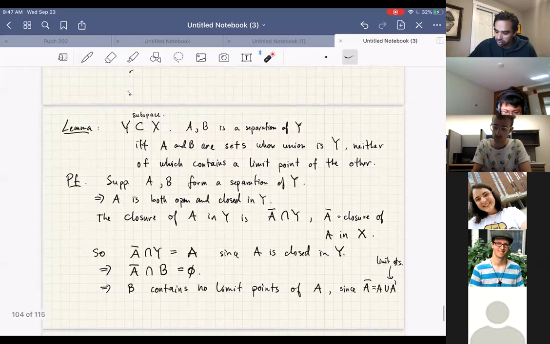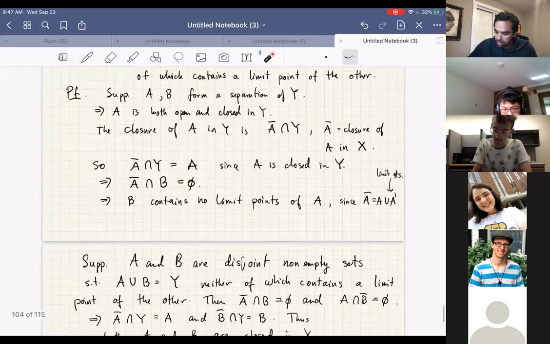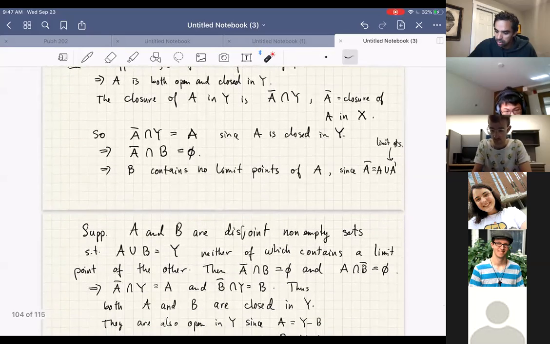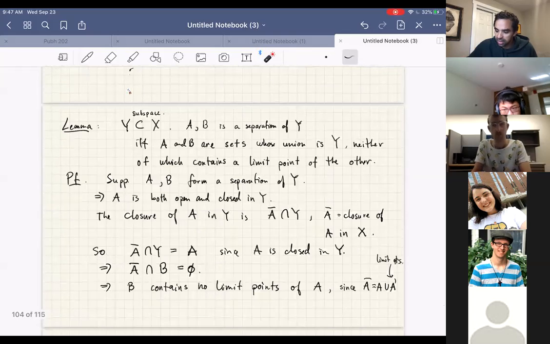So let's show. You're saying that A and B could potentially be closed, or no? I'm saying that this condition will imply that they're open. That they're open in Y. So they might not be open in X. Exactly, they might not be open. That's the point.